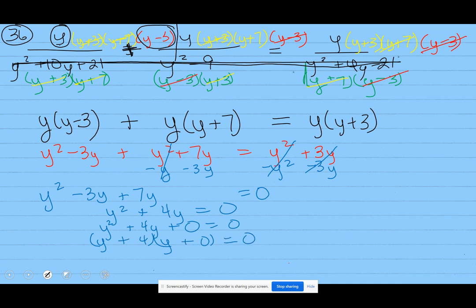Very nice. Take each one of these baby factors now. So I have y plus 4 equals 0. Subtract 4 on both sides. y equals negative 4. And then y plus 0 equals 0. Well, that just means y is equal to 0.